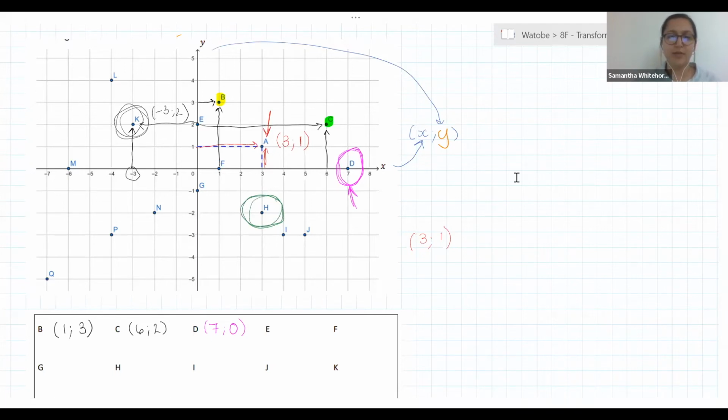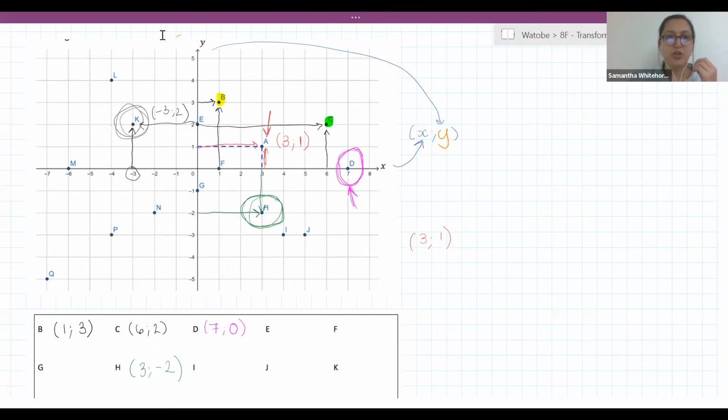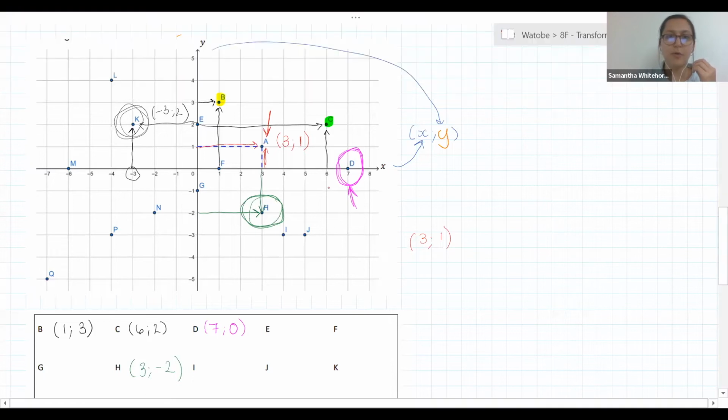Okay, Tsiamo, can you tell me? Hi, ma'am. H is 3 and -2. Awesome. Well done. Right. So H is 3, -2. We know that. We read X first. So there's the 3. And then we read across the Y to -2. And so our coordinate for H is 3, -2. Well done.